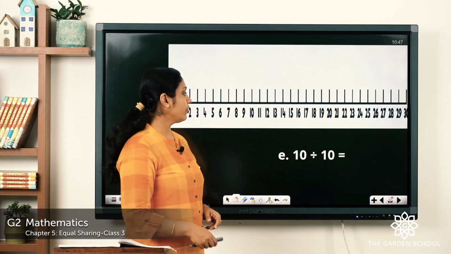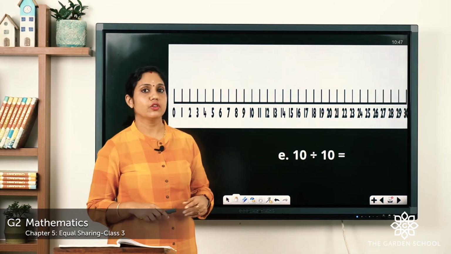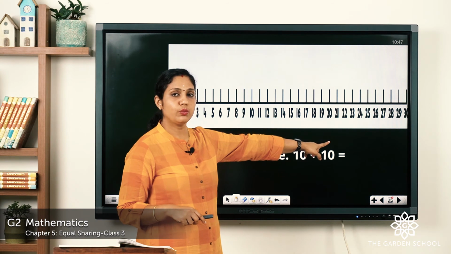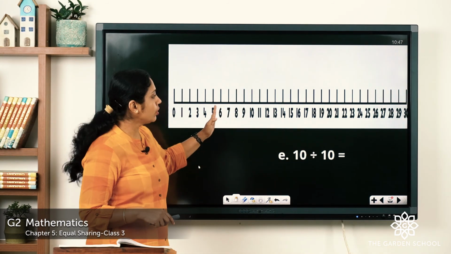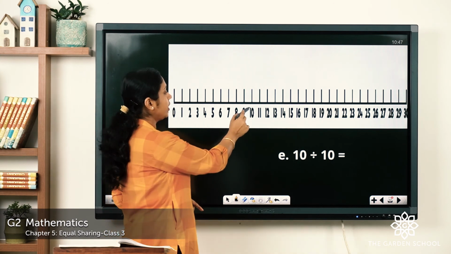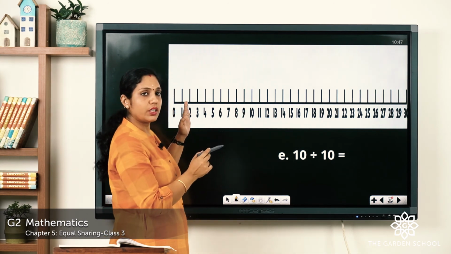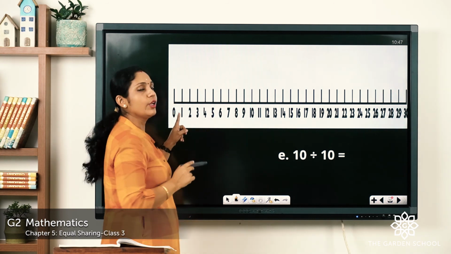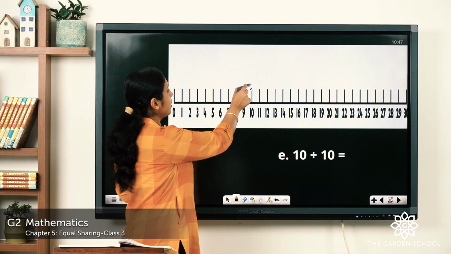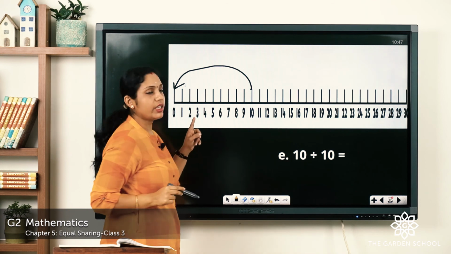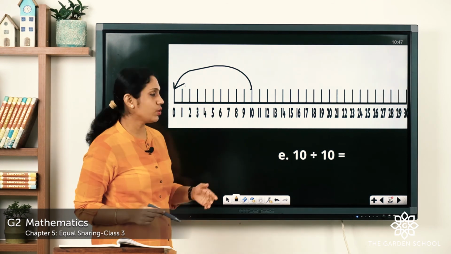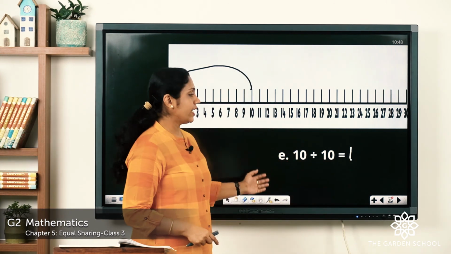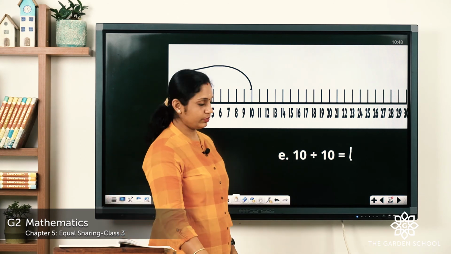The next question we have is 10 divided by 10. So for doing this, what you have to do? You have to start from the number 10, and how many numbers should you move back? You should move back 10 numbers. So start from the number 10 and count 10 numbers back. 1, 2, 3, 4, 5, 6, 7, 8, 9, 10. You reach the number 0. So from 10 to 0, you jump. And how many times did you jump? You jumped only 1 time. So what is the answer? 10 divided by 10 is equal to 1.